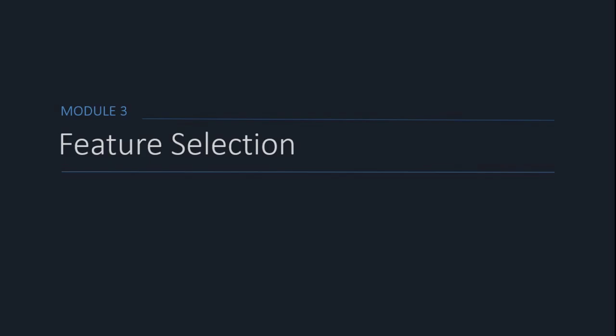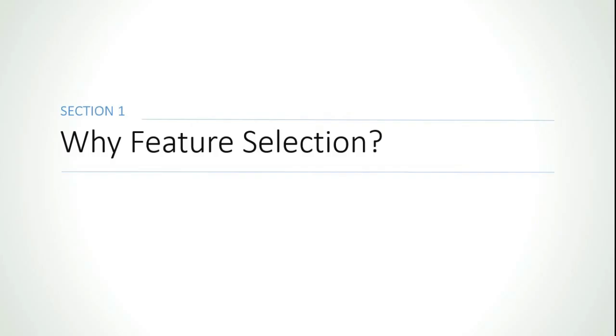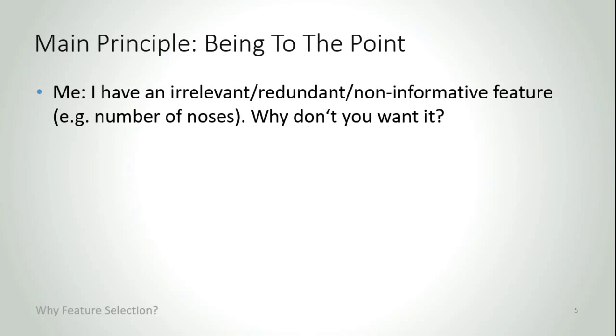Third module, which is about feature selection, and actually our course is starting from here. In section one, in the first video, I just talk about why we do this feature selection and deselection, and then we see different methods for that. The main principle for feature selection is actually being to the point. So I want features that tell me explicitly about the answer to my question. This question could be classification, could be regression, whatever.